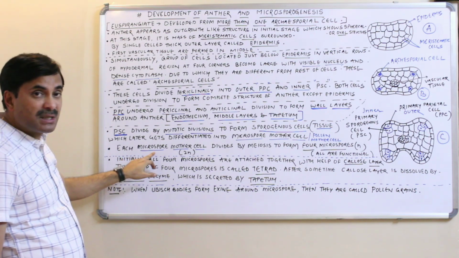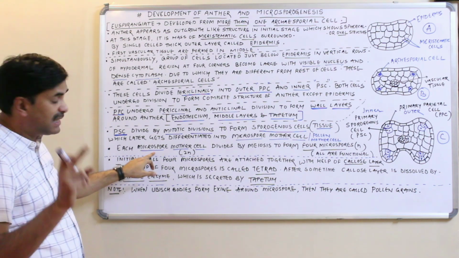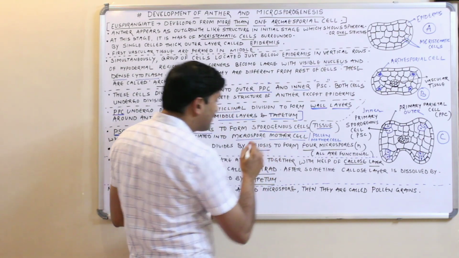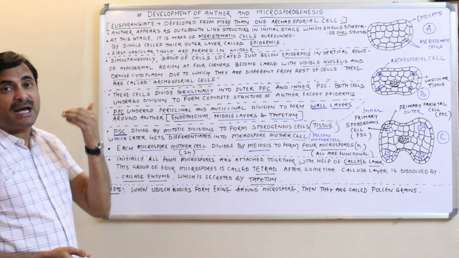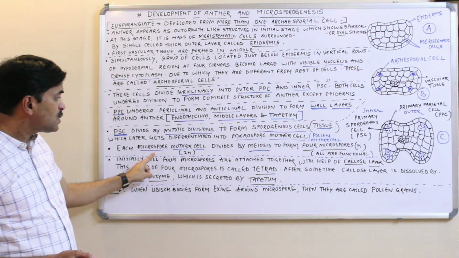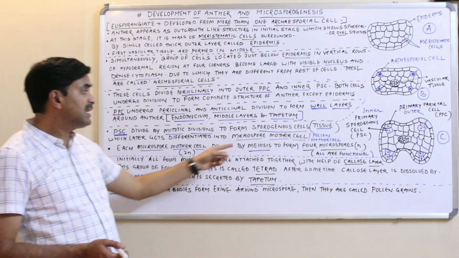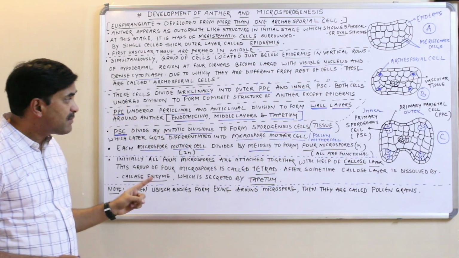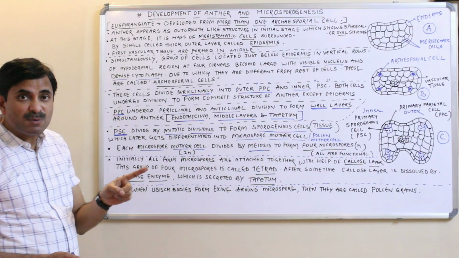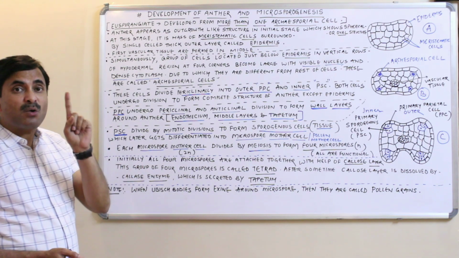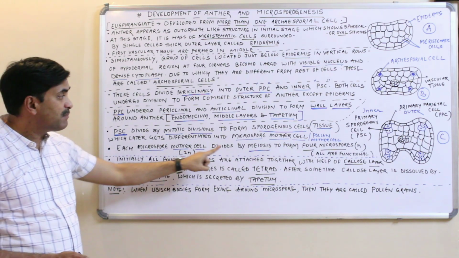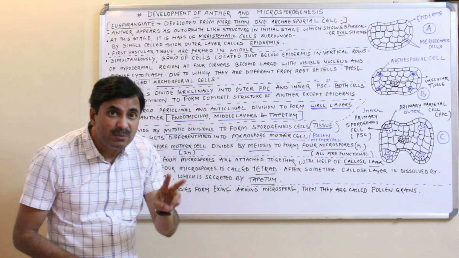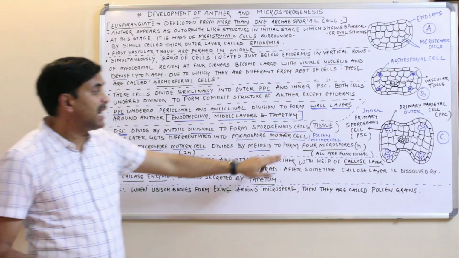Remember this: the microspore mother cell is a diploid cell. Each microspore mother cell divides by meiosis. We know very well that meiosis is a reductional division and reduces the chromosome number to half. So if the microspore mother cell is diploid, the microspores formed by meiosis will definitely be haploid. So always remember, the development of microspores from the microspore mother cell is called microsporogenesis. When one microspore mother cell divides by meiosis, how many microspores are formed? Four microspores are formed, and all four are functional.